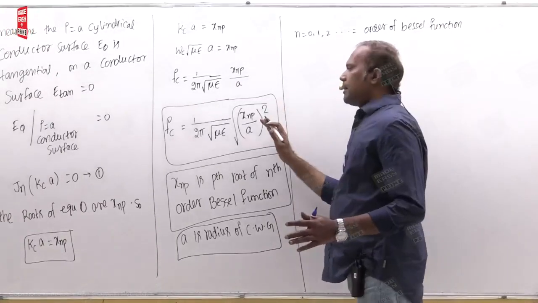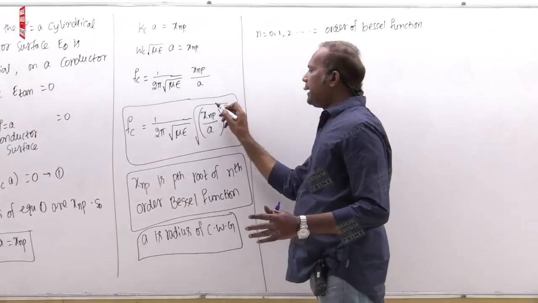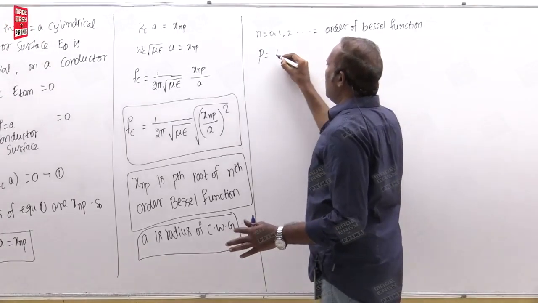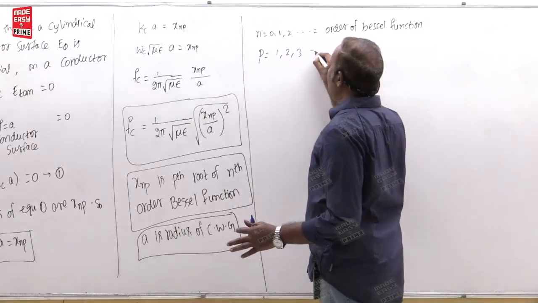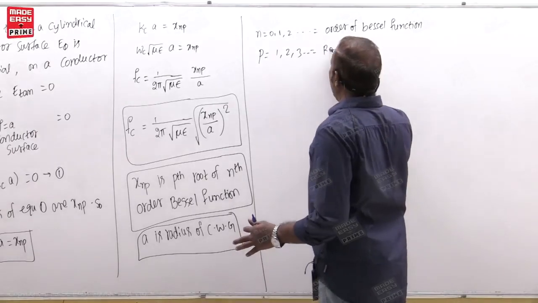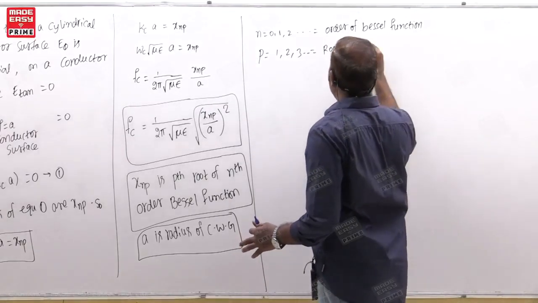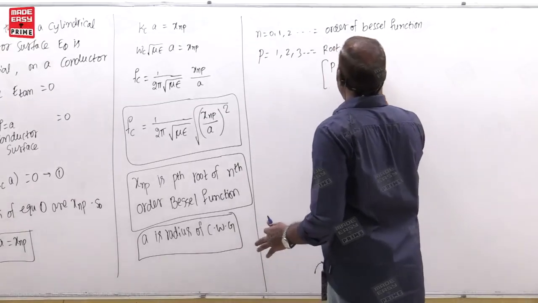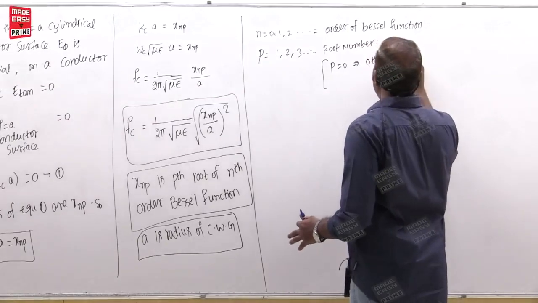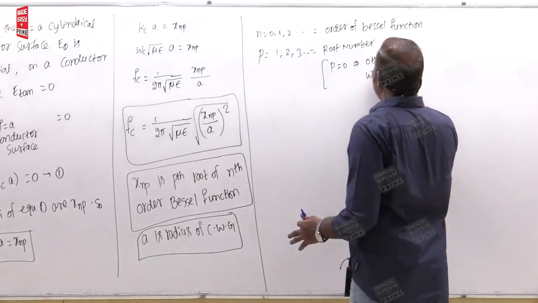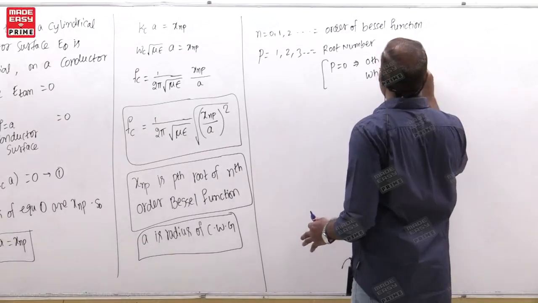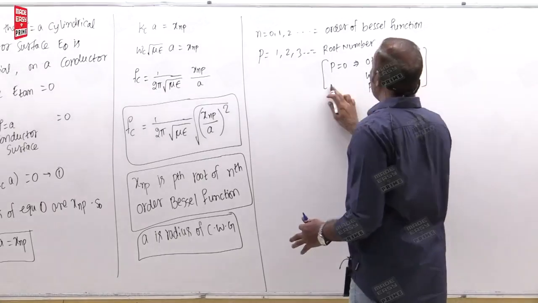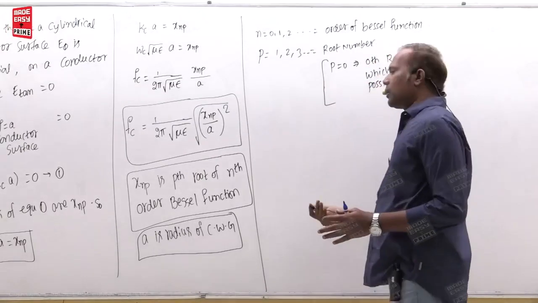This is the same as TE mode. In TE mode, x np dash was there. Here x np is there, and here p is equal to 1, 2, 3, and so on, the root number. It is the root number. I told you p equal to 0 is not possible. The 0th root means there is no root. That is the meaning.